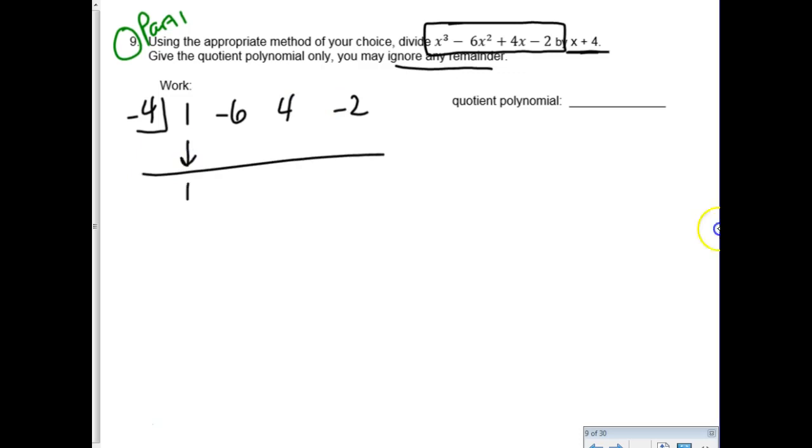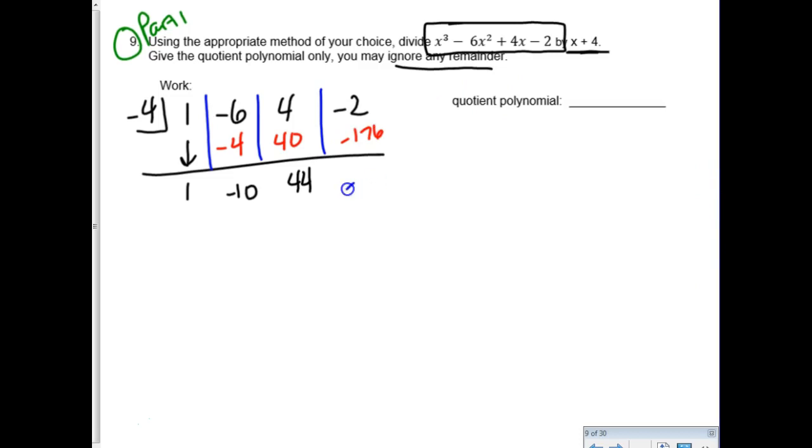Alright, bringing down our first coefficient, and then it's a series of multiplies and adds. So that's a -4, and then when you add those up, you get -10, and then -10 times -4 is positive 40, and when you add those up, you get 44. And because it said to ignore the remainder, you actually could get away with stopping here, because your next step is going to be to find the remainder. It's, what is this, -176, I think.